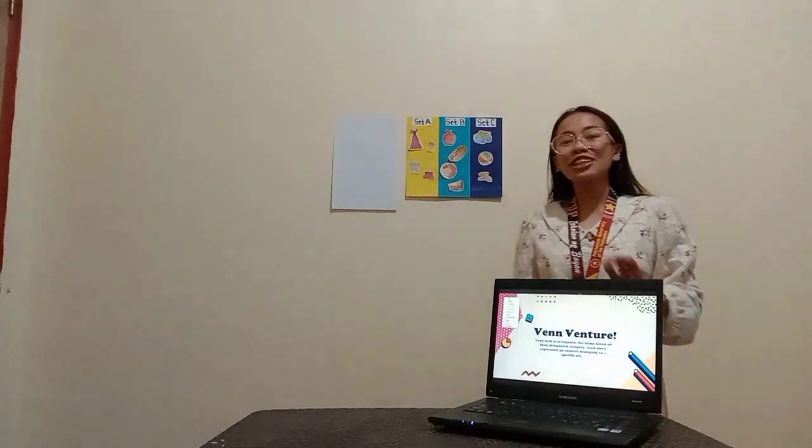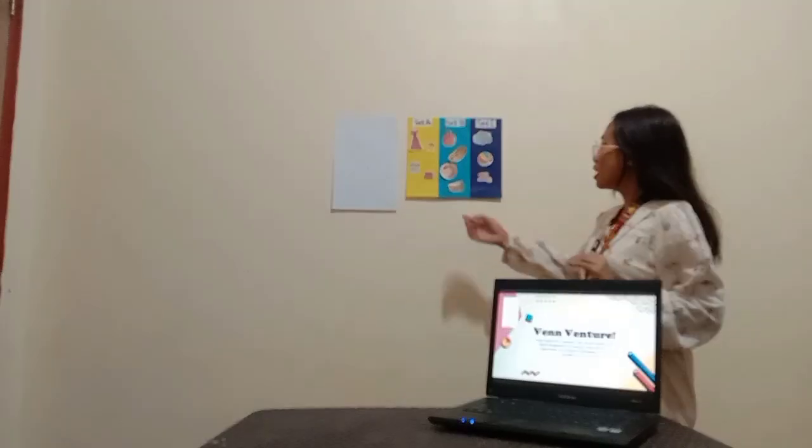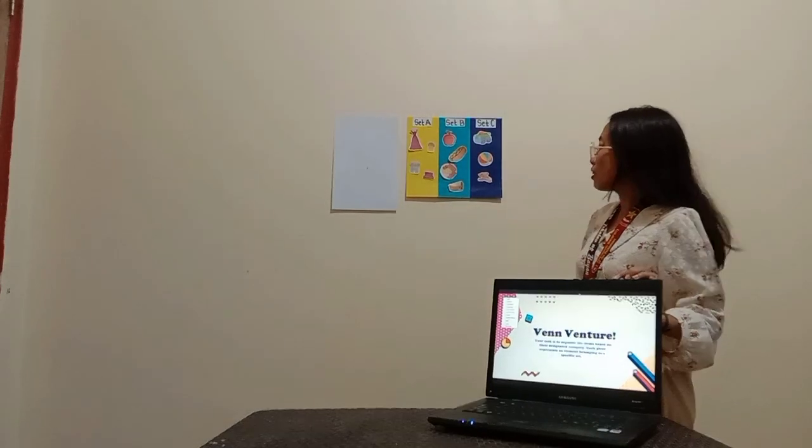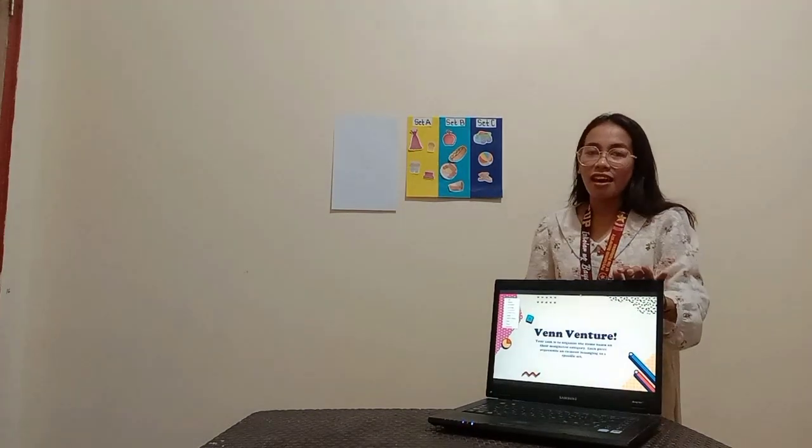So, very good. You did it well. You arranged the things according to your set, like the set of things that can be worn in set A, and in set B is things that can be eaten. And the last, set C, the things that can be played. So, very good. Please clap all your hands. Our lesson for today is all about set theory.